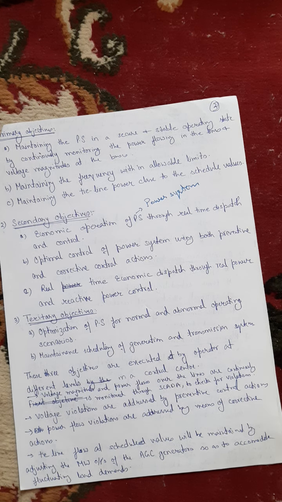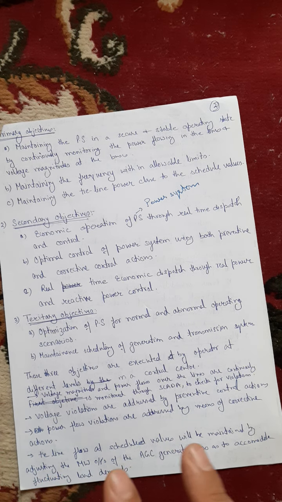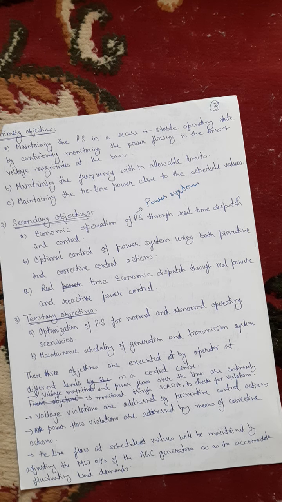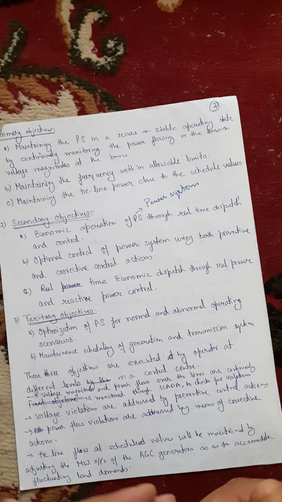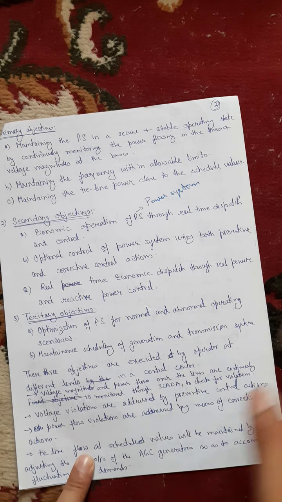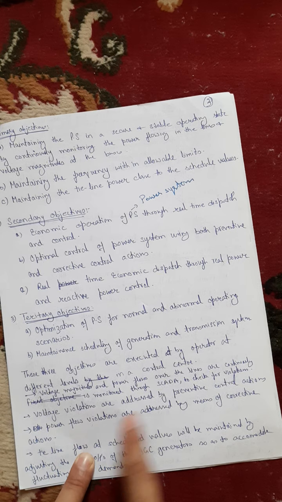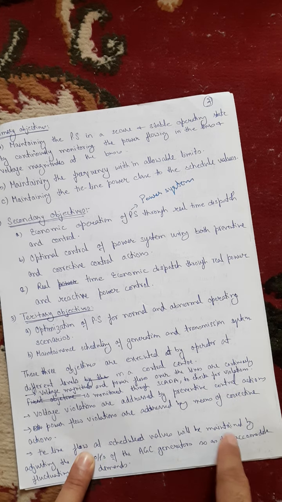Okay, so if there is a change in demand in one area, the governors of the generators in that particular area will adjust their settings so that the generated power becomes equal to the total demand, so that the frequency deviation reduces to zero. Once the frequency deviation reduces to zero, the tie line power deviation also reduces to zero. At that stage we say that the power flowing in the tie line is at its scheduled value.